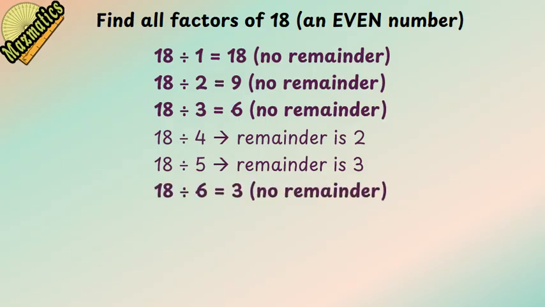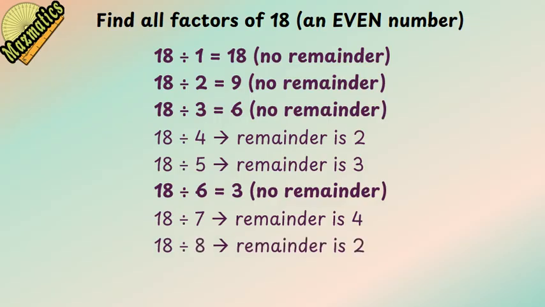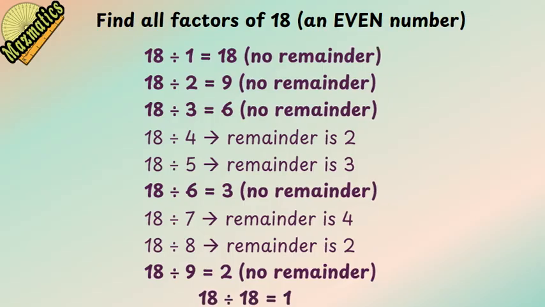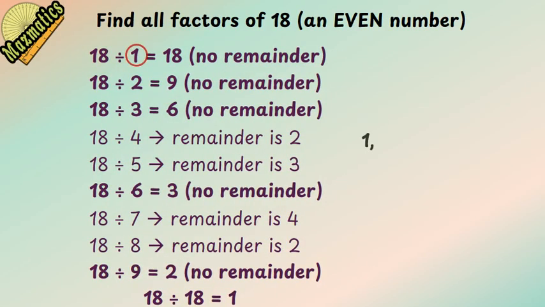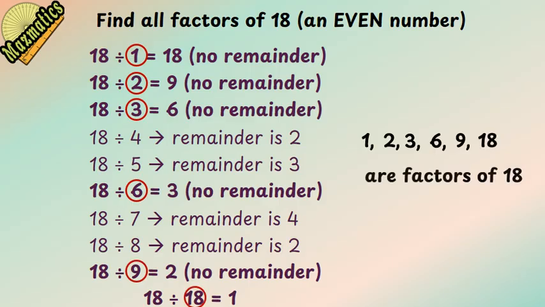18 divided by 6 is equal to 3, no remainder. 18 divided by 7, remainder is 4. 18 divided by 8, remainder is 2. 18 divided by 9 is equal to 2, no remainder. And 18 divided by 18 is equal to 1. The number itself is always a factor. So, 1, 2, 3, 6, 9 and 18 are factors of 18.